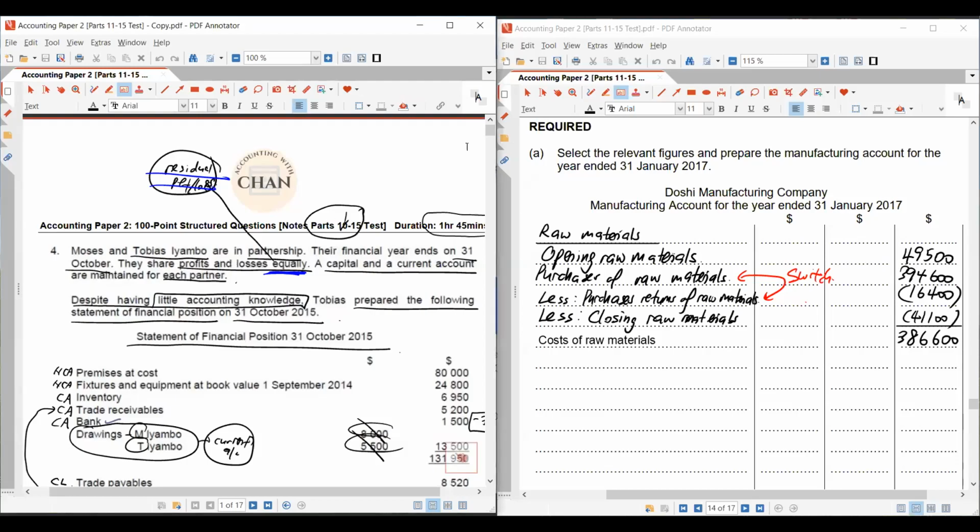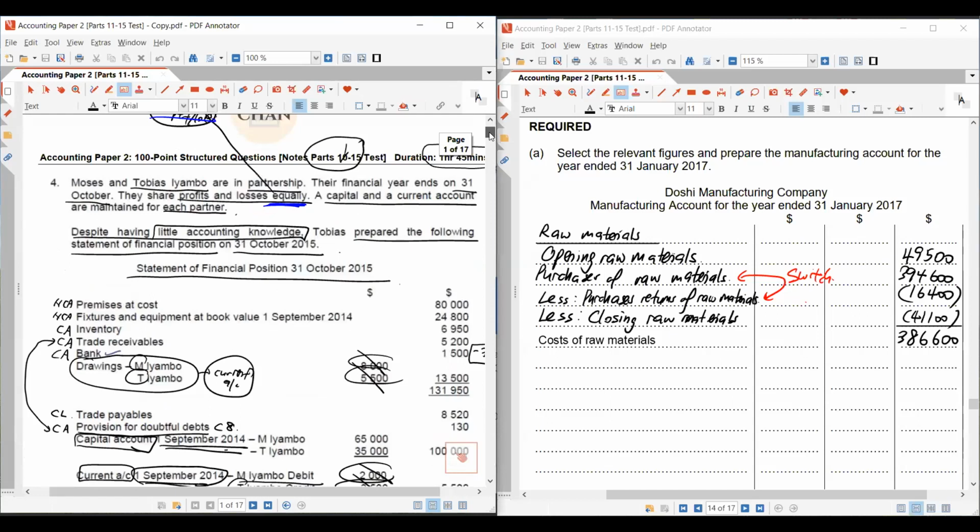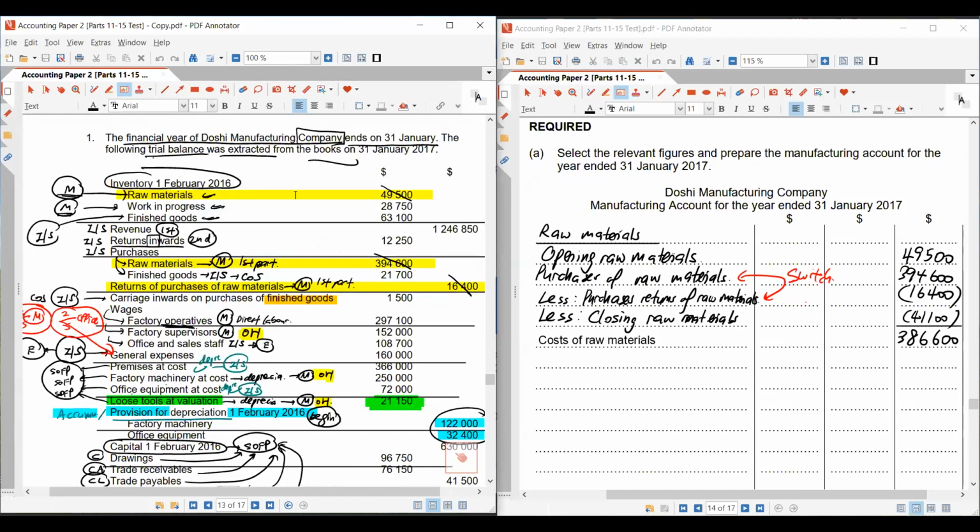Now we see this question. Okay, the second last question for this paper. This one, Doshi Manufacturing Company. Not only is this a manufacturing question, but it is related to companies.